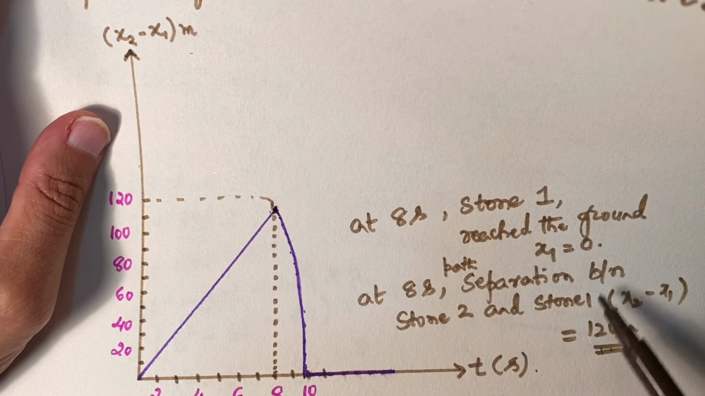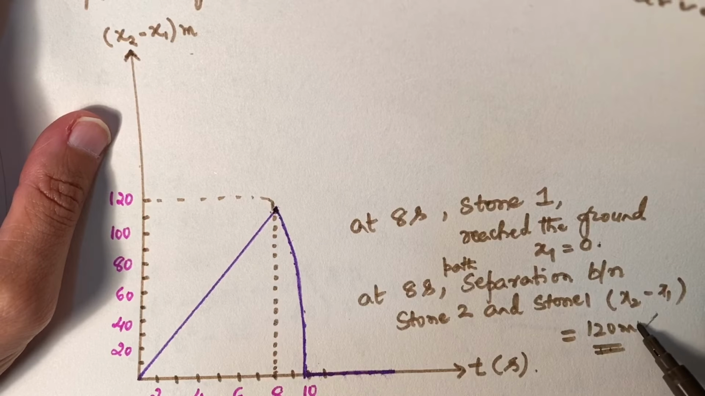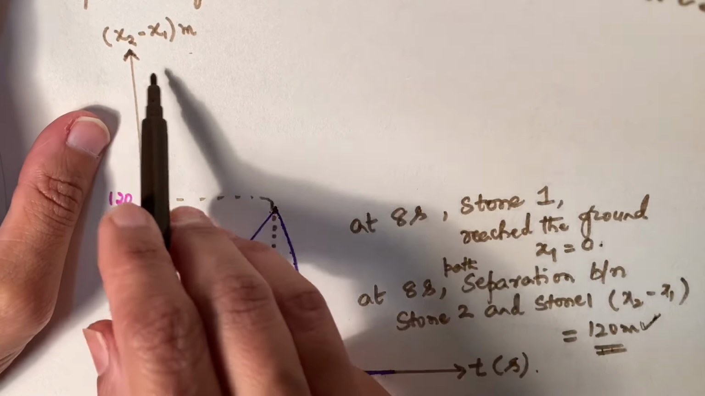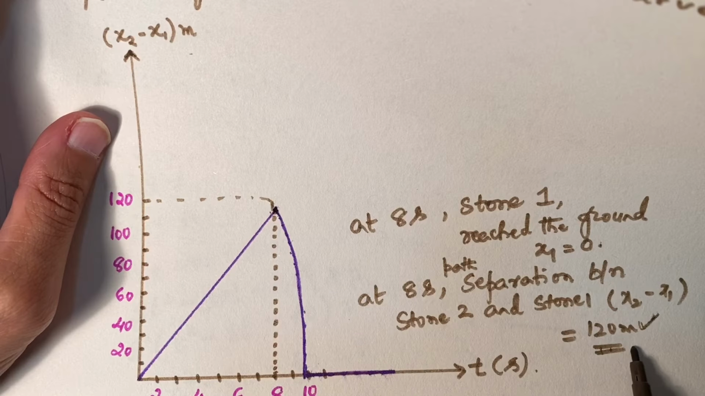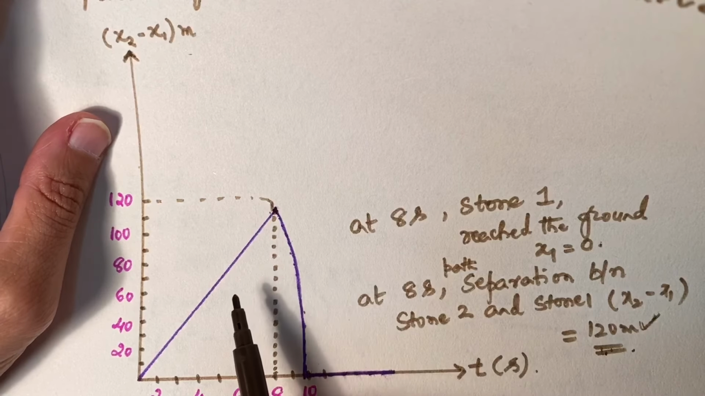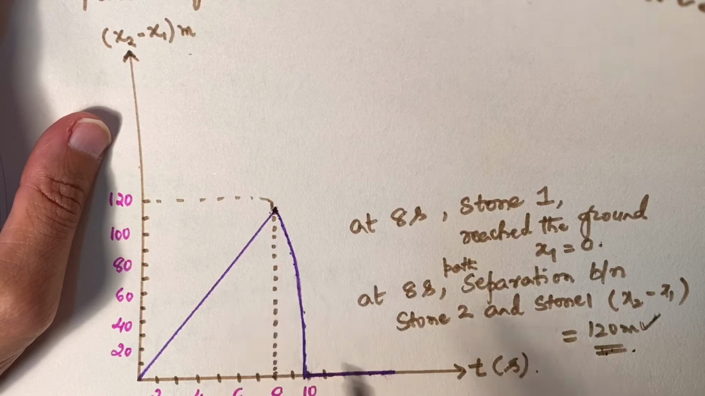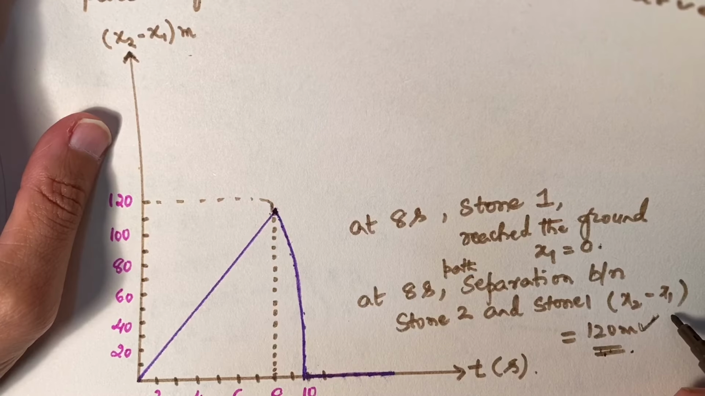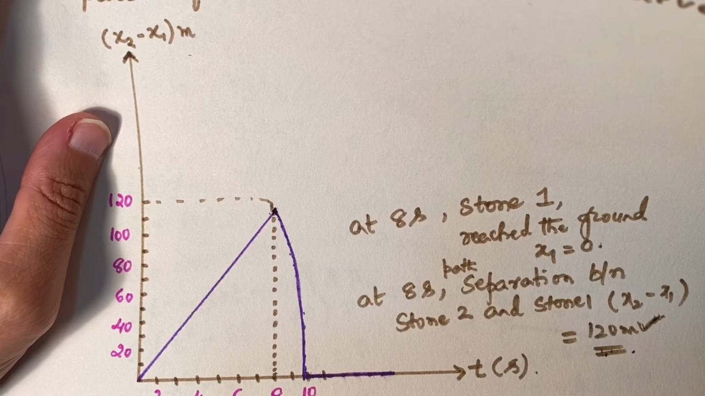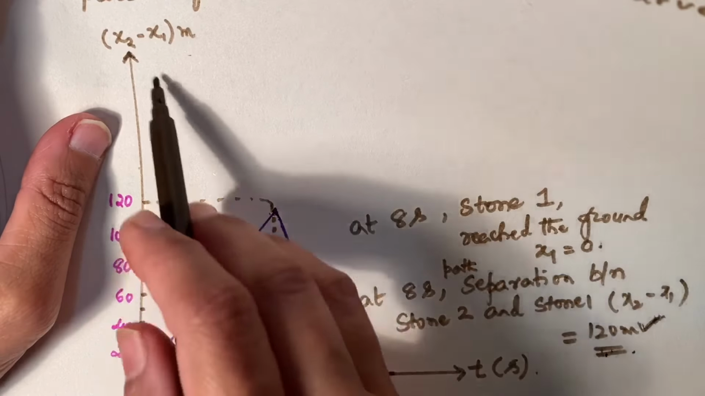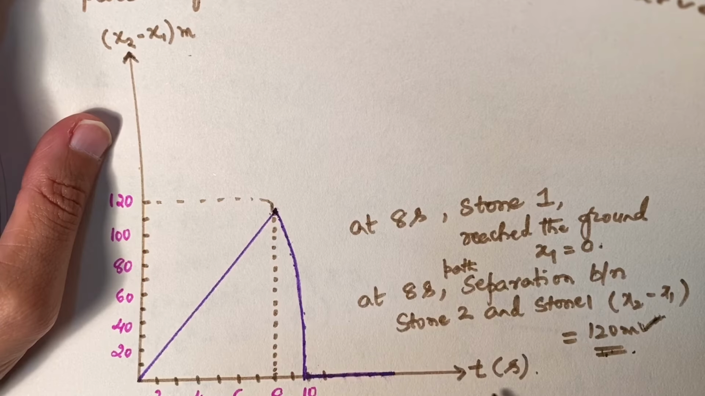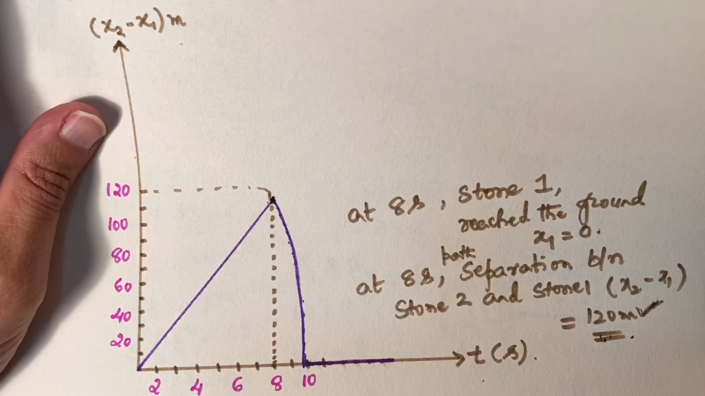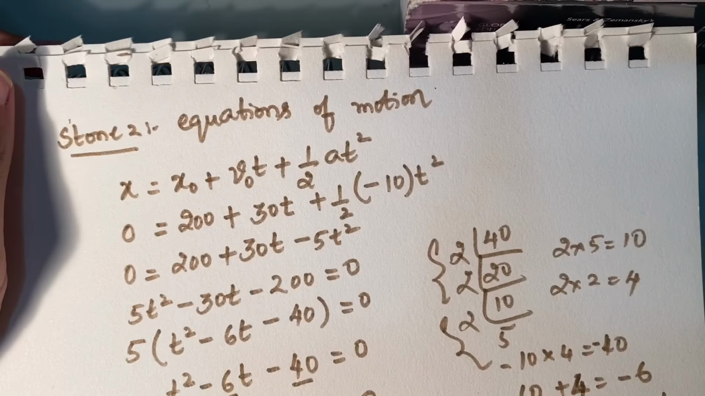I can draw a diagram and show it to you. So we have to verify this claim. We have to verify that at 8 seconds, x2 minus x1 should be equal to 120 meters. If we verify this claim and it turns out to be true, then the graph that is given is exactly correct. Okay, so let's first verify, and then I can draw a diagram and show you what they really mean by a graph of path difference versus time. Right, so let's just verify.